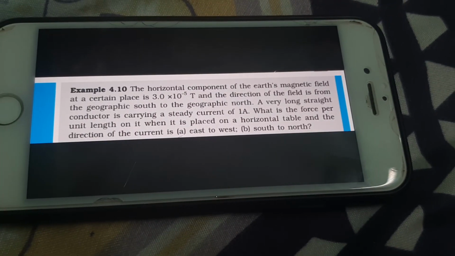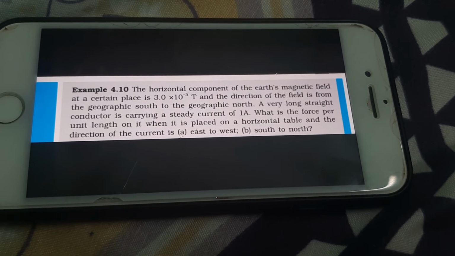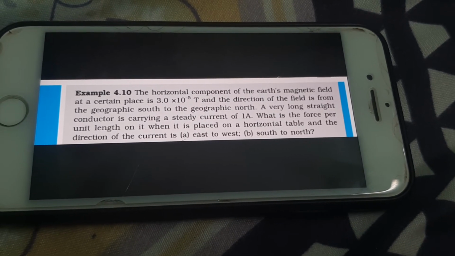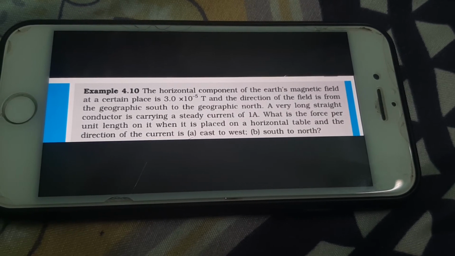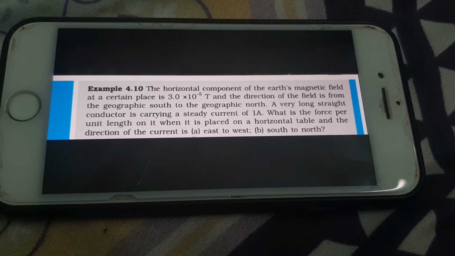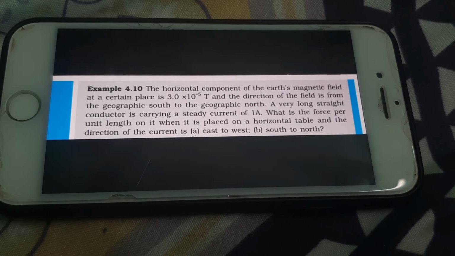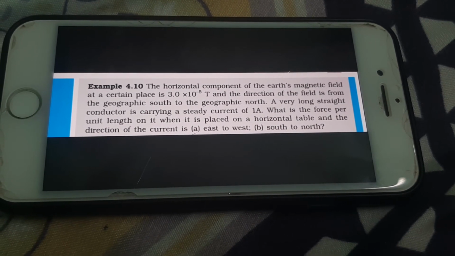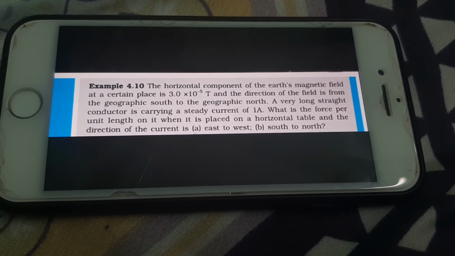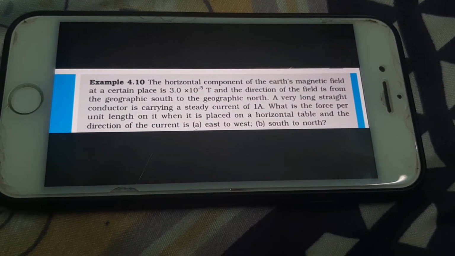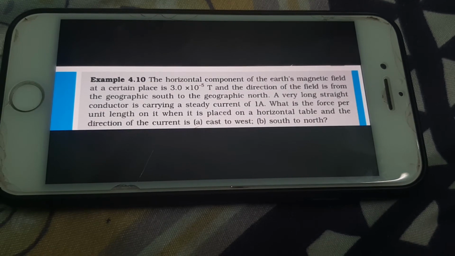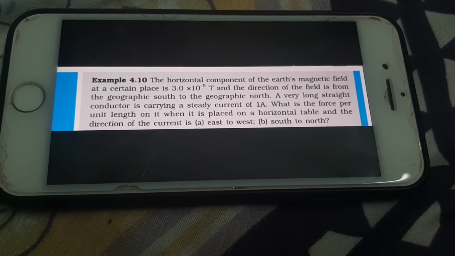Next we have example 4.10. The horizontal component of Earth's magnetic field at a certain place is 3 into 10 raised to power minus 5 Tesla, and the direction of the field is from south to north. A very long straight conductor carries a steady current of 1 ampere. What is the force per unit length on it when it is placed on the horizontal table in the direction east to west and south to north?